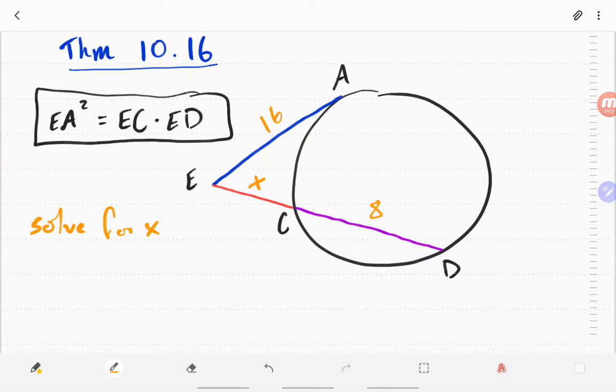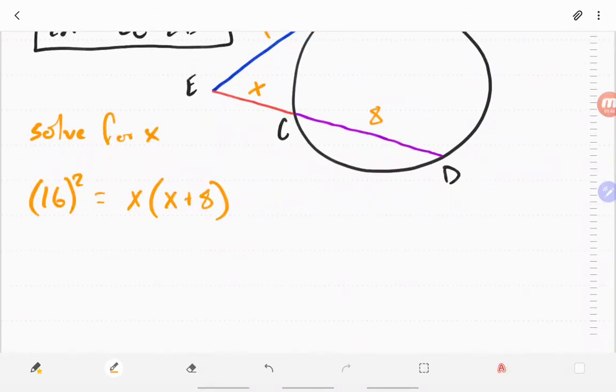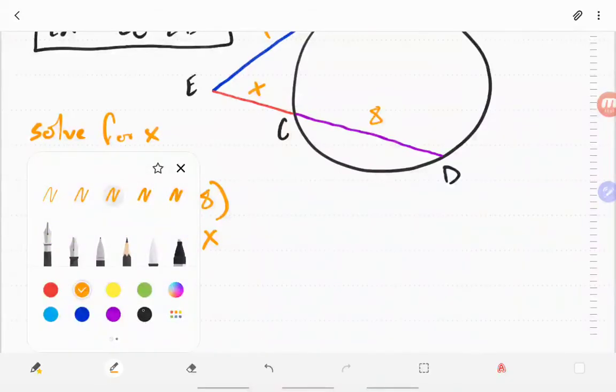So I'm going to take EA and square it. That's 16 squared. That is going to be equal to external times total. Remember, it's always external times total when you're dealing with secant segments. Well, 16 squared is 256. And that's going to leave me with x squared plus 8x. This is when things get a little tricky. Okay, and I'm going to switch up to black here.